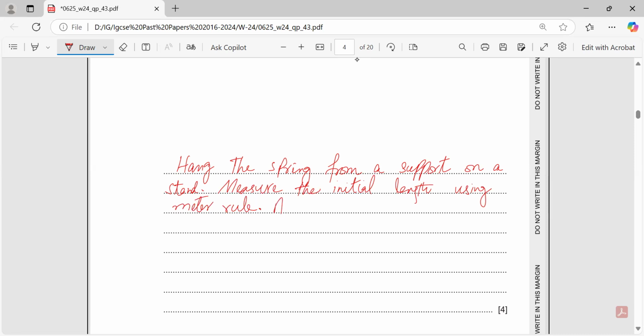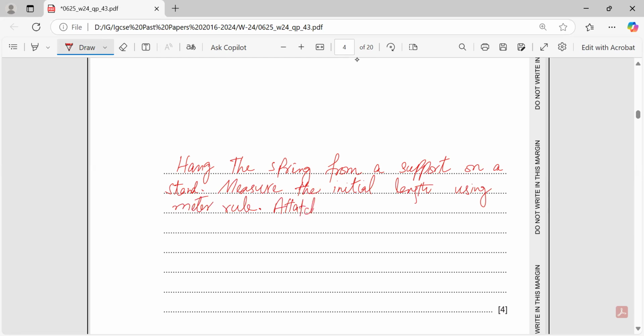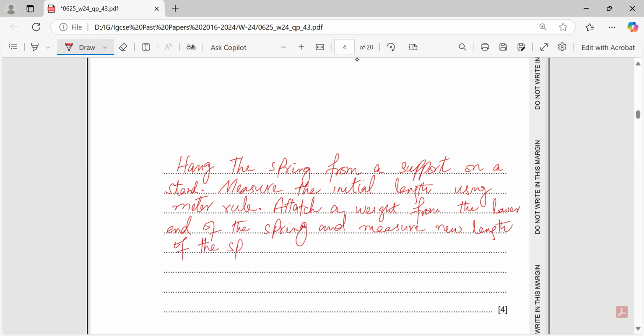Then what to do? Attach a weight, or load, from the lower end of the spring and measure the new length of the spring.